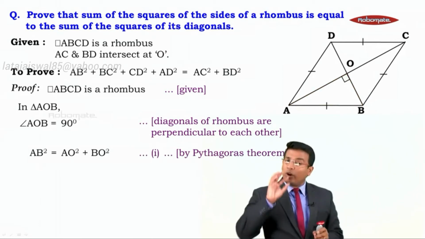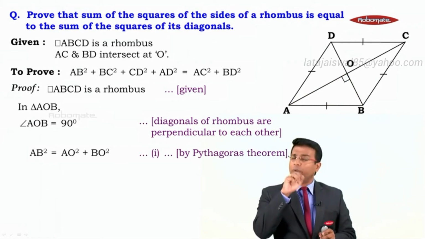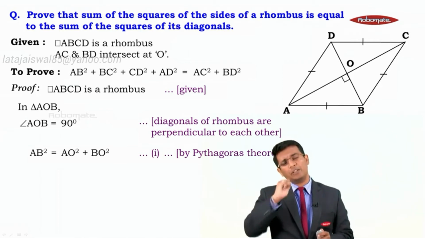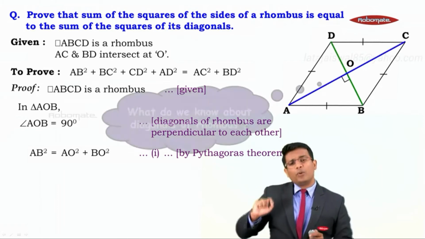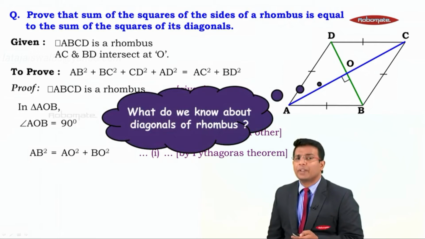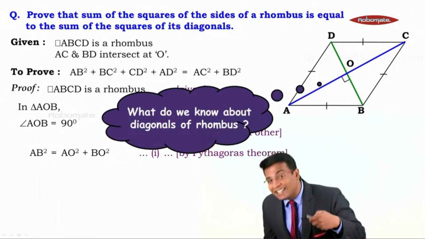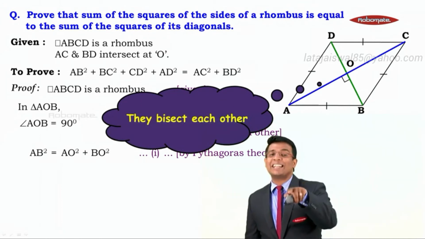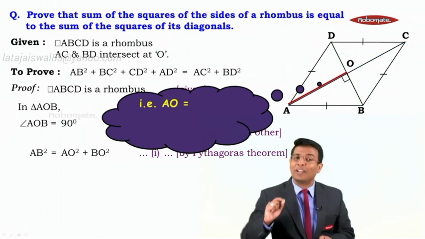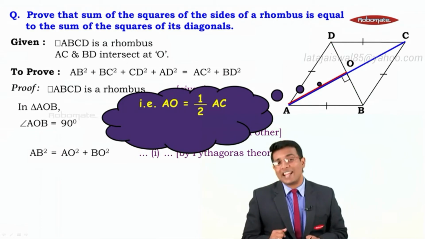So what we are saying is we wanted AB square, we got it, right? But on the right hand side we want AC square plus BD square. But here we have AO square plus BO square, right? So that means I don't want AO. So now what else do we know about the diagonals of a rhombus, because we want AC and BD? We know one more thing, that they are perpendicular. At the same time they are bisecting each other. That means if they bisect each other, what can we say about the length of AO? Length of AO will be half the length of AC, right?